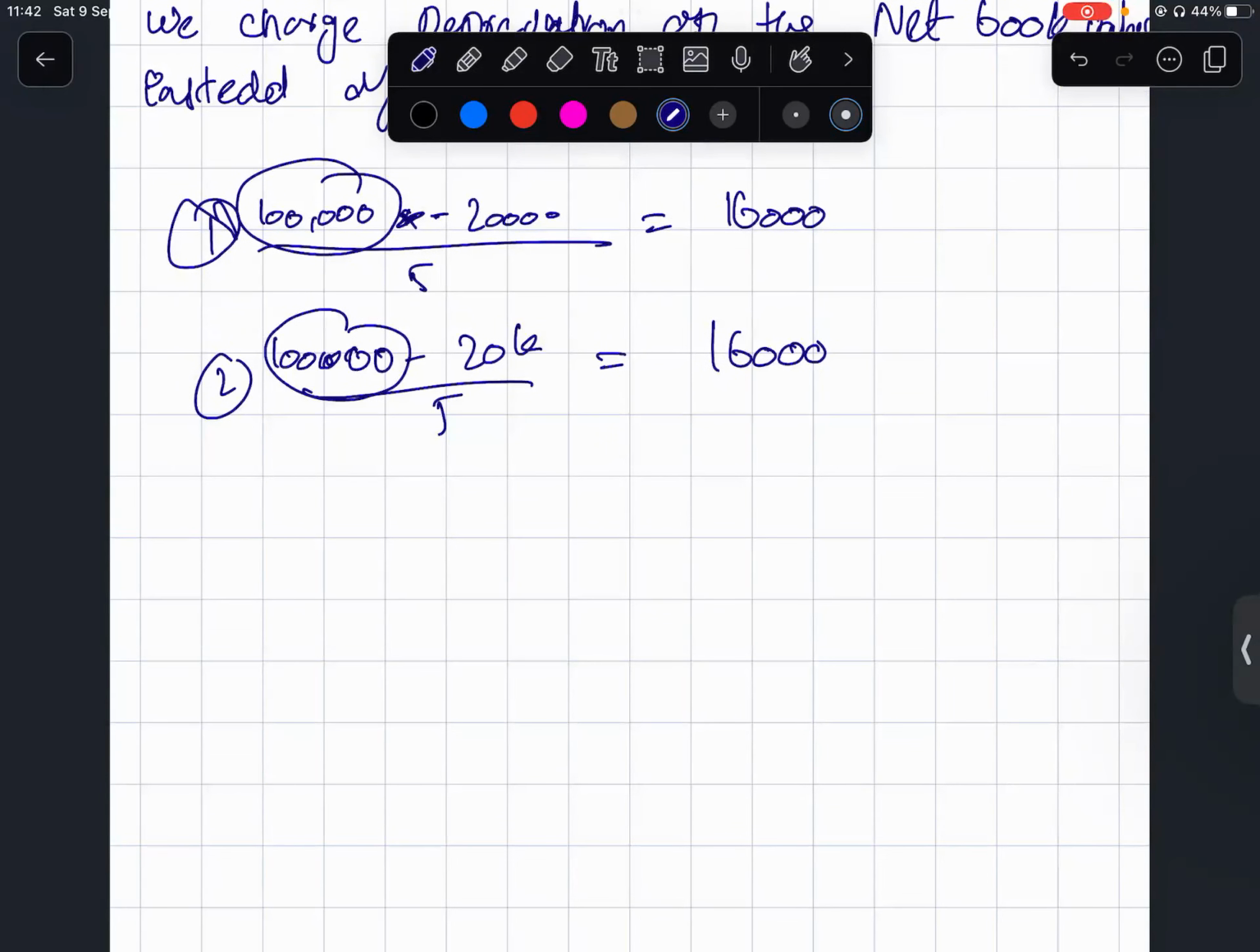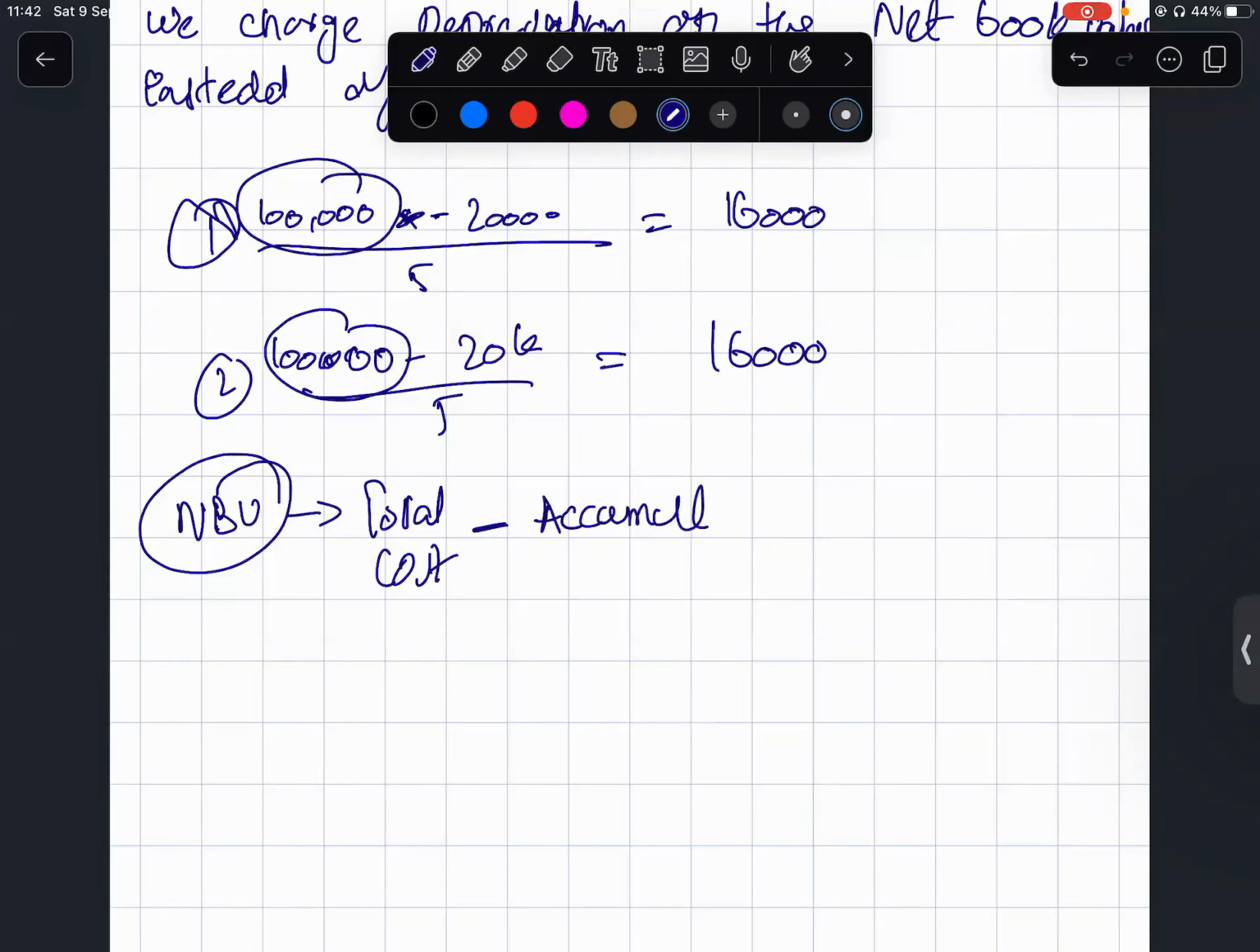For the reducing balance method, we do it on the net book value. And what is the net book value? As we've discussed in the previous example, net book value, or NBV, is the total cost of the asset minus accumulated depreciation.